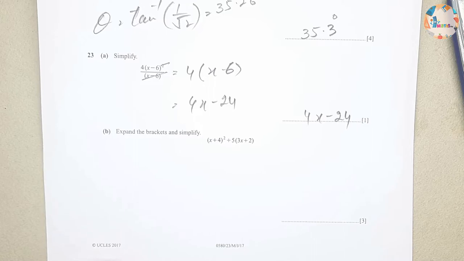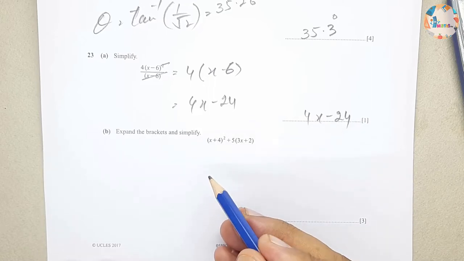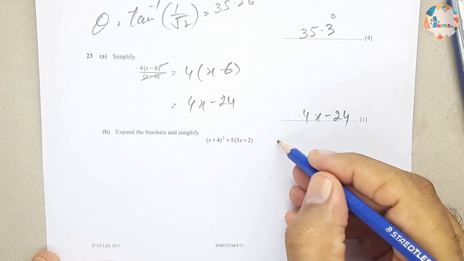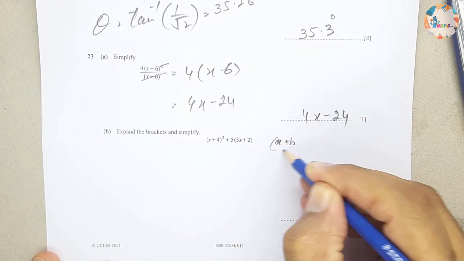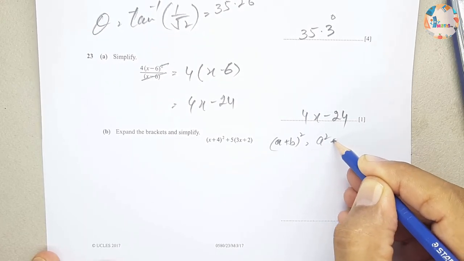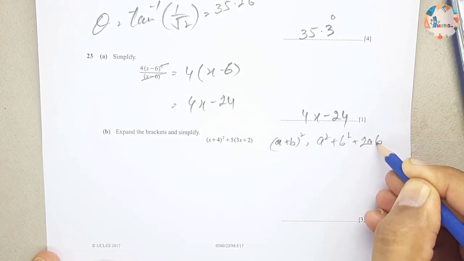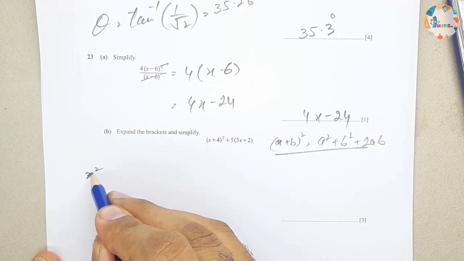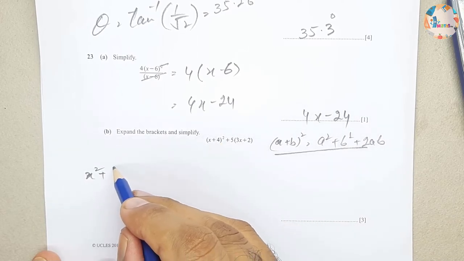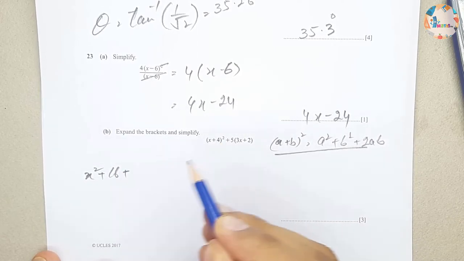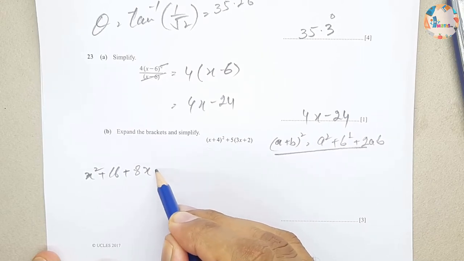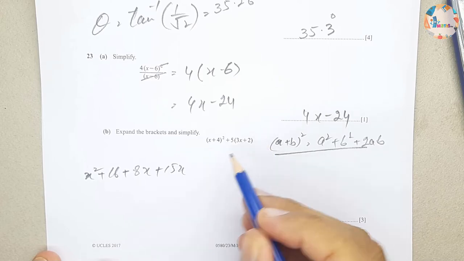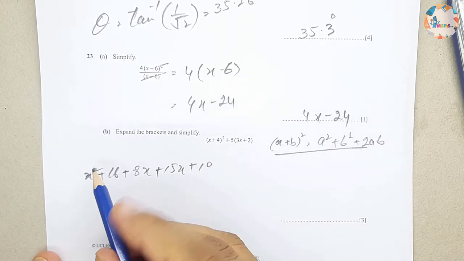Then expand the brackets and simplify. 3 marks question. So we'll be expanding first. A plus b squared is equal to a squared plus b squared plus 2ab. This is the formula which we'll be applying on this portion. So x squared, a squared plus b squared will be 4 squared, 16, plus 2ab will be 8x, and then we'll open the bracket, plus 15x and plus 10. So this will be our step.